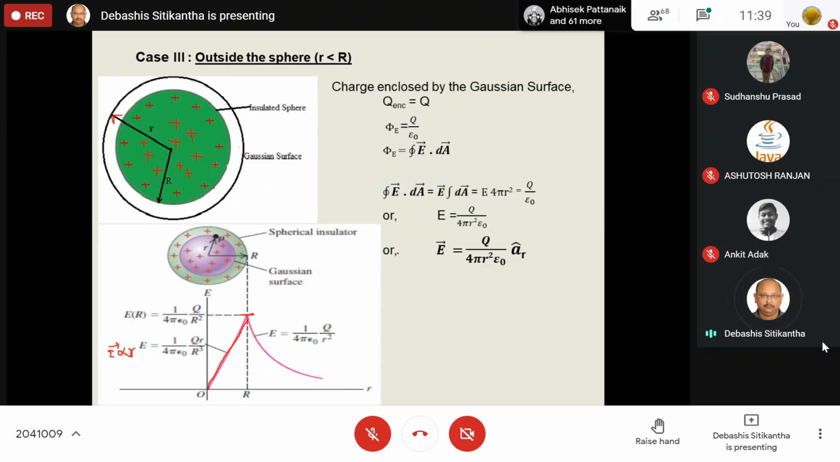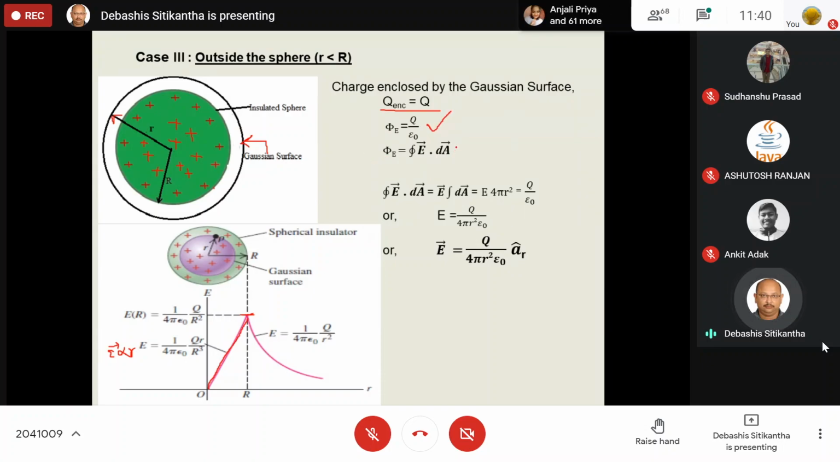Next, the charge enclosed by the Gaussian surface. So your Gaussian surface is this one. This is the insulated sphere, right? So this Gaussian surface is completely enclosing this sphere. This sphere in total is carrying a charge Q. So obviously in this case Q enclosed is equal to capital Q. Now Gauss law says phi E is equal to Q enclosed by epsilon 0. So you will get this much.